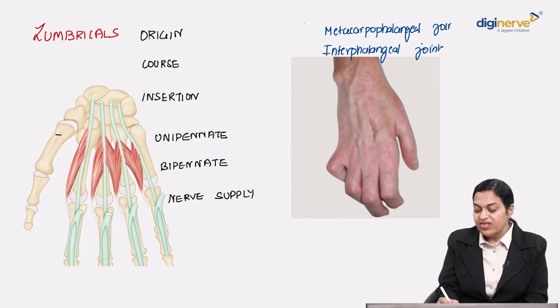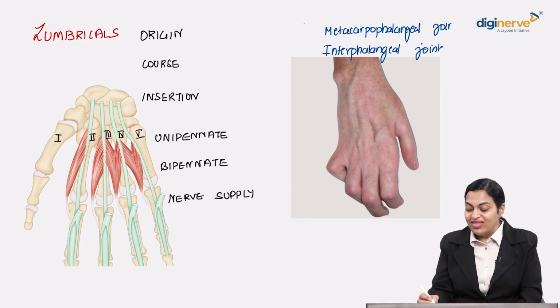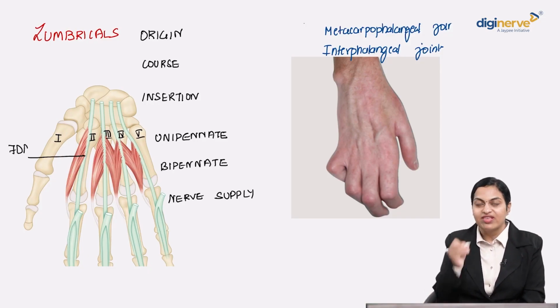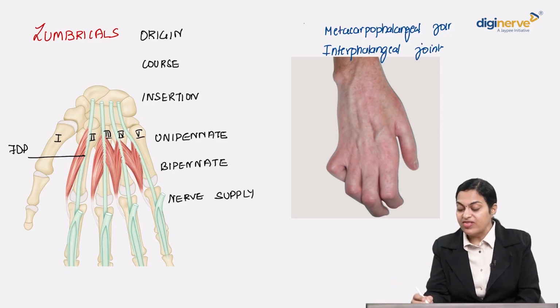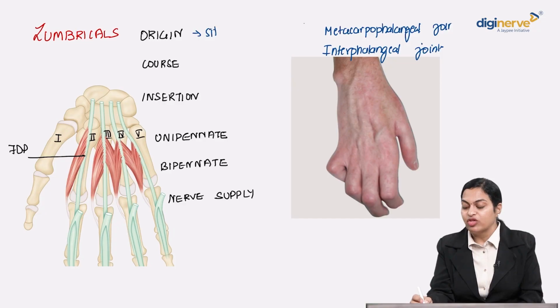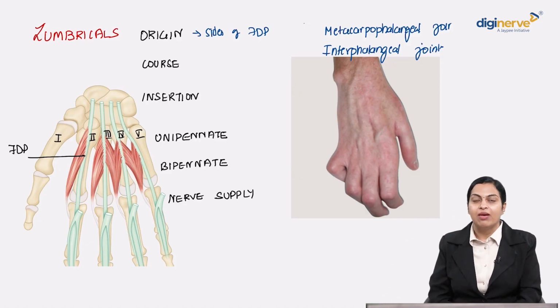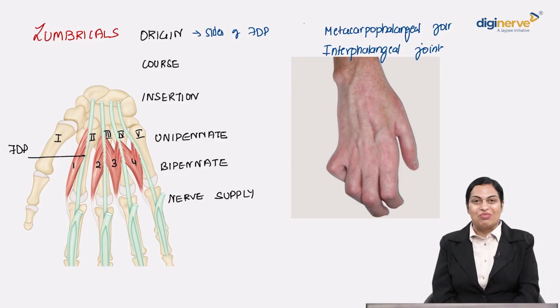This is the first metatarsal, the second metatarsal, the third, the fourth and the fifth. These are the tendons of flexor digitorum profundus. The lumbricals originate from the sides of flexor digitorum profundus. How many are there? 4. And how are they numbered? From lateral to medial. The first lumbrical, the second lumbrical, the third and the fourth lumbrical.